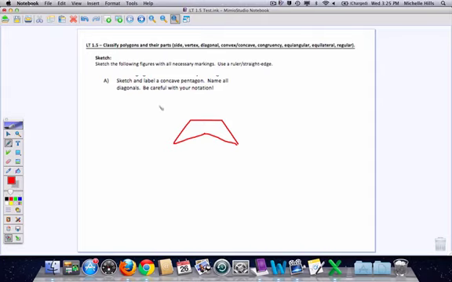Now, it says name the diagonals. It doesn't say draw the diagonals. Name them, and be careful with your notation. Well, I have to name the diagonals, then I need to name these vertices so I can name the diagonals. So, I'm going to just call this A, B, C, D, and E.